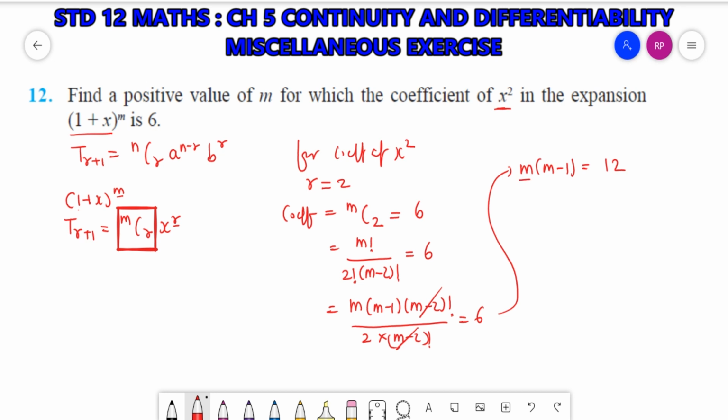So which is greater? 4 into 3 equal to 12, so m is equal to 4 and m-1 equal to 3. That means m is equal to 4. So the positive value for which the coefficient of x^2 is 6 is m equal to 4. Okay, so that was question number 12. Just note it down.